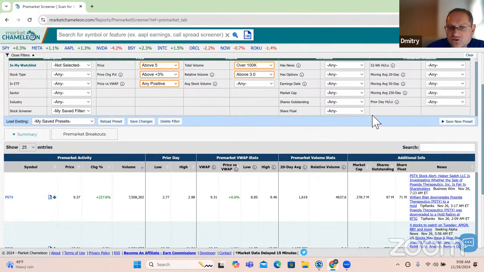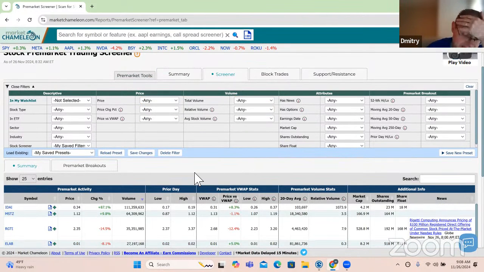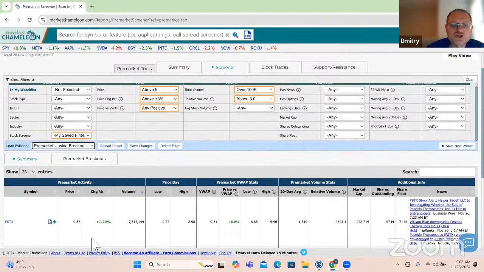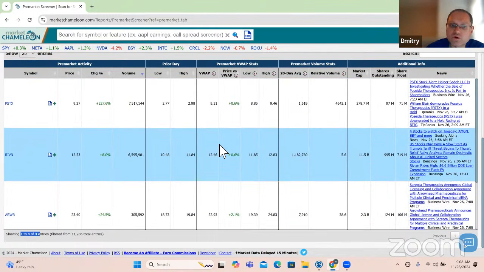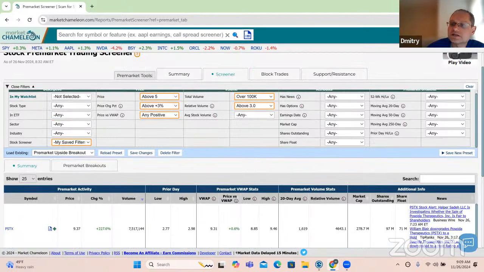what this allows you to do is clear it out. And let's say tomorrow you come back and think, what was that preset that I saved? It was really interesting. I want to look it up again. You come into here, pre-market upside breakout, click it. It autofills those filters that you saved, and it will show you for the most current screener what is available or what meets those conditions. And so I'm going to clear that out.